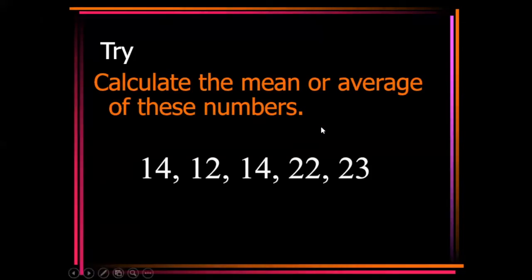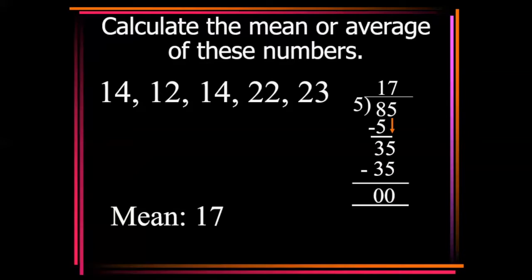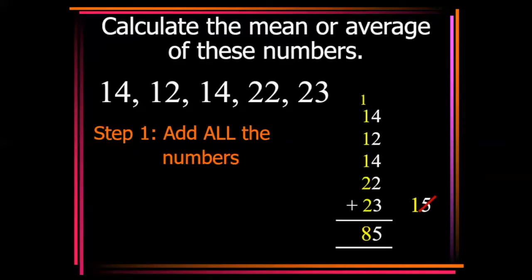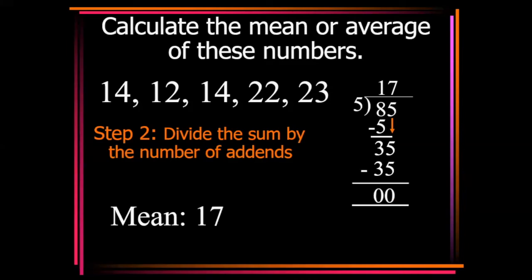Okay, let's review the question. Step 1, add all the numbers. 14 plus 12 plus 14 plus 22 plus 23 gives us a sum of 85. Step 2, divide the sum by the number of addends. We have 5 addends. Therefore, 85 divided by 5 equals 17. Good job, Brittany. Good job, Coakley.